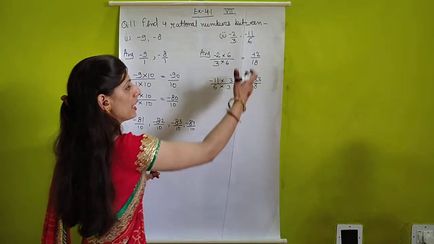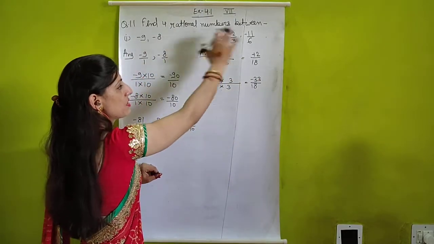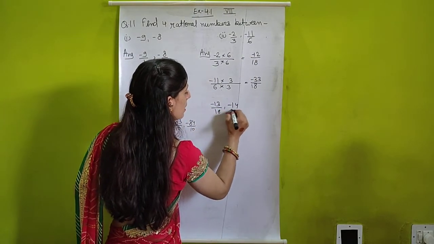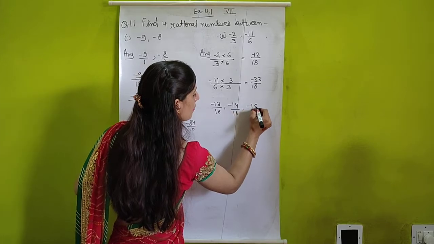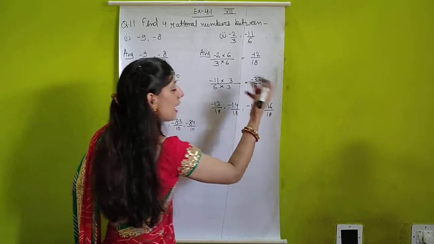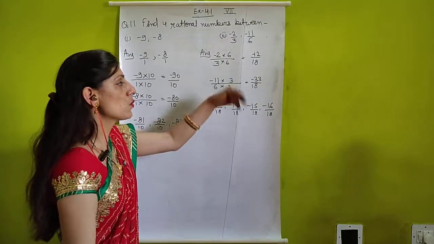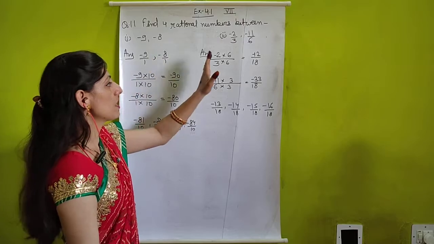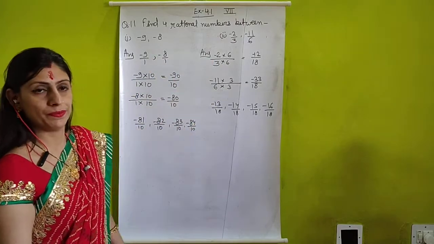Denominators are the same. Now you can write down four rational numbers between them, like minus 13 upon 18, minus 14 upon 18, minus 15 upon 18 and minus 16 upon 18. Any of the rational numbers, like minus 21 upon 18 you can take, minus 31 upon 18 you can take. Any rational numbers you can find now.